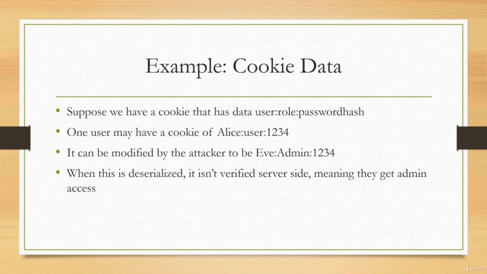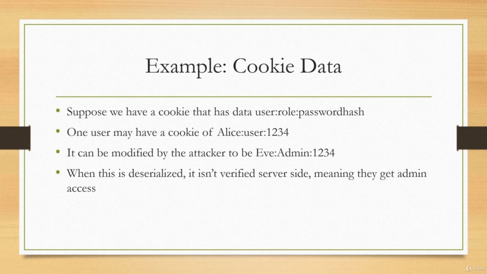So to give you an example, cookies are typically a way that object serialization and deserialization might be exploited. Suppose that we have a cookie for a web application that has a user, a role, and a password hash. If someone has a cookie like the one in the second bullet, where it says Alice, she's a user, and her password is 1234, we might be able to modify it, change the role to administrator, and send it off to the server.